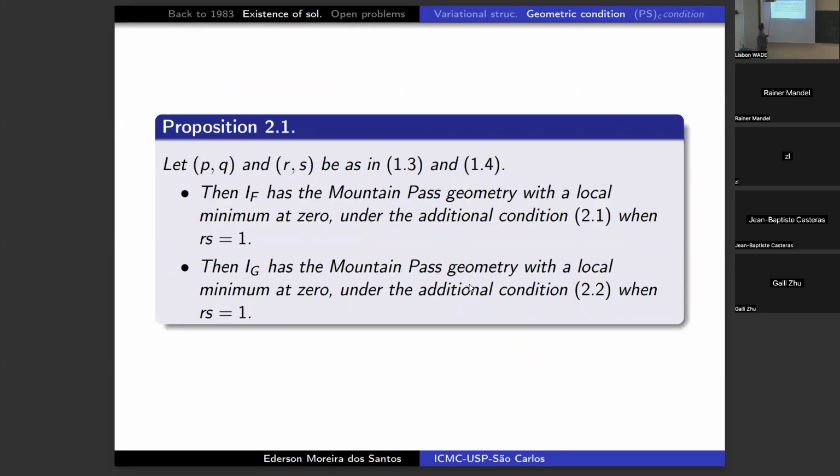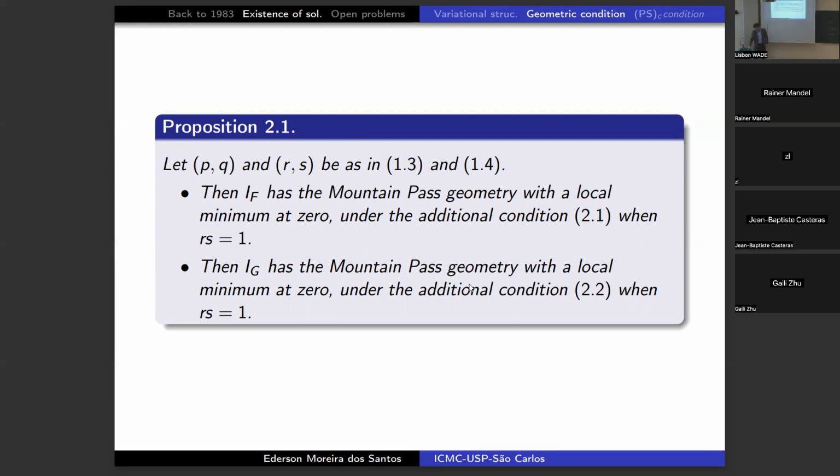Okay, and so as I said, the way we get a solution is very standard. Under the hypothesis, we have the mountain pass geometry of both functionals. But the problem is critical, so we have no compactness everywhere.